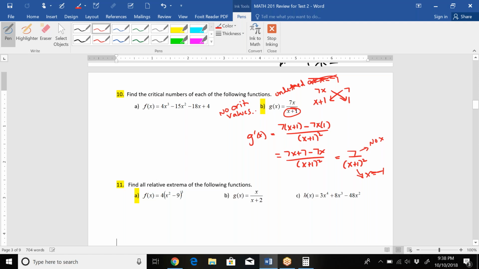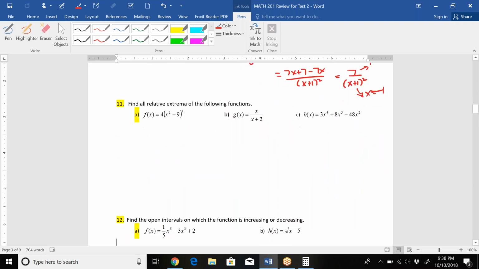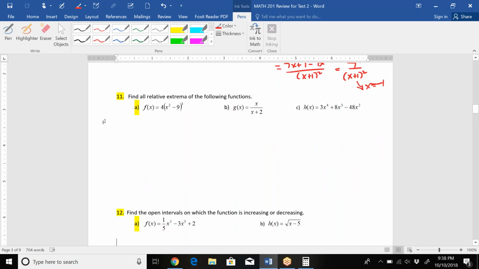Okay, so let's talk about 11a, find all relative extrema. So that means we want to take the first derivative, find the critical numbers, and then we actually want to do the increasing decreasing test to see if they're maximums or minimums. So I picked A just because it's a different derivative to take. This is another quotient rule. This is just a polynomial. This one is using the chain rule.